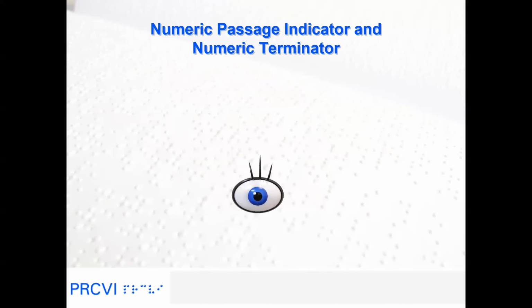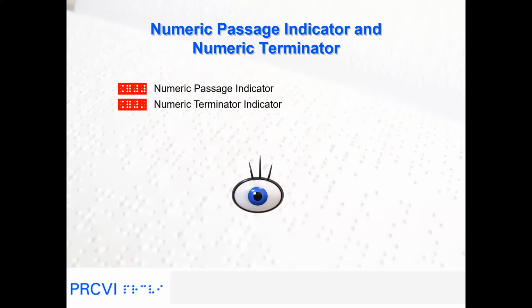Let's look at numeric passage indicator and numeric terminator. Dots 3, 4, 5, 6 is the numeric passage indicator. Dots 3, 4, 5, 6 and dot 3 is the numeric terminator indicator. Use a numeric passage and terminator for a series of spatial problems.